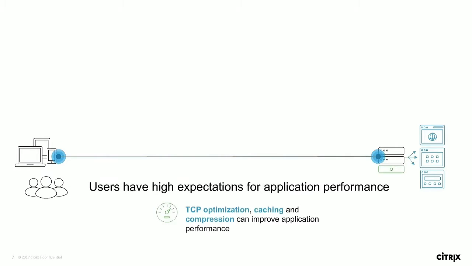As user expectations increased and they had higher expectations around application performance, especially users that were connecting from the web, the solutions evolved to actually looking at what could be done to the traffic itself. And that's where dealing with chatty protocols like TCP with TCP optimization, compression and caching, and some of the other techniques came into picture to actually improve the application performance.